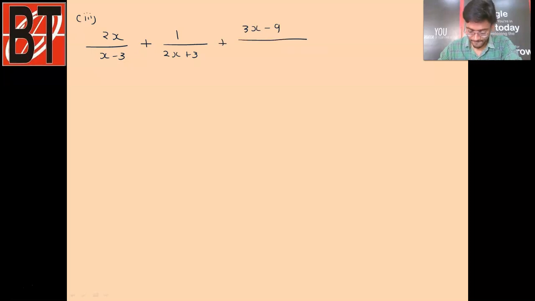Let me take one more, the third one. Okay, in the third part we have 2x/(x - 3) + 1/(2x + 3), then it is (3x - 9)/((3x + 9)(x - 3)(2x + 3)), and it is equal to 0.